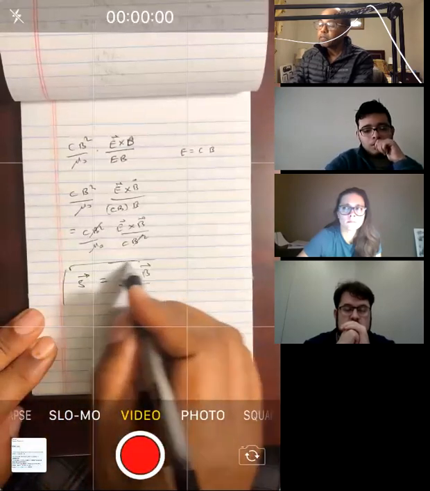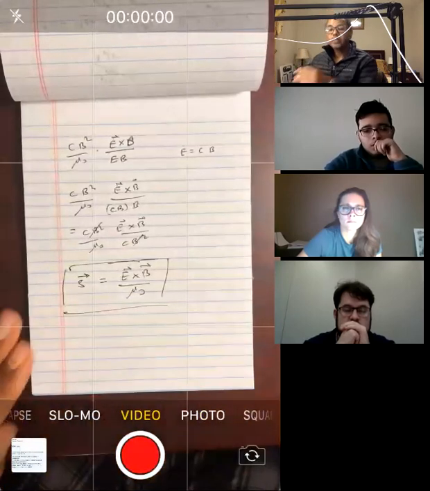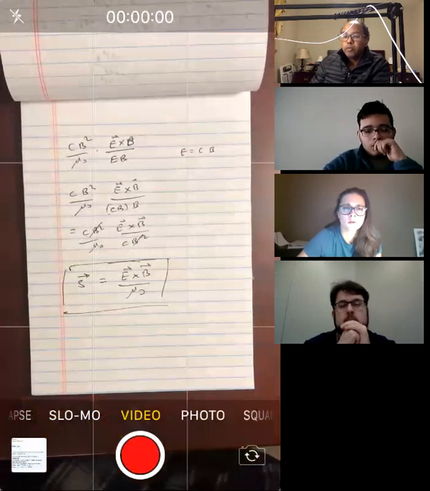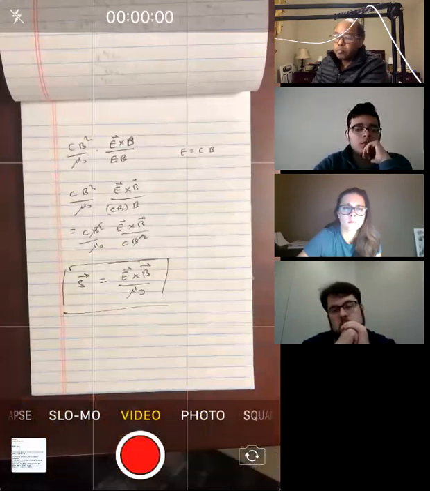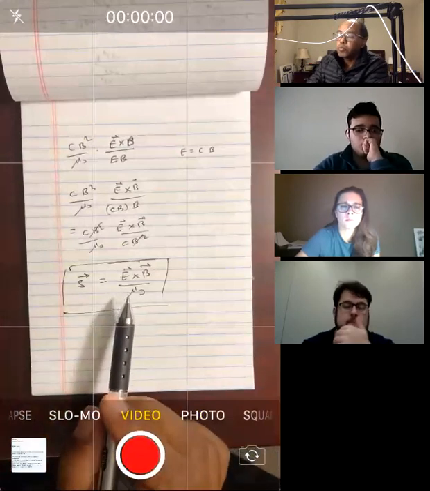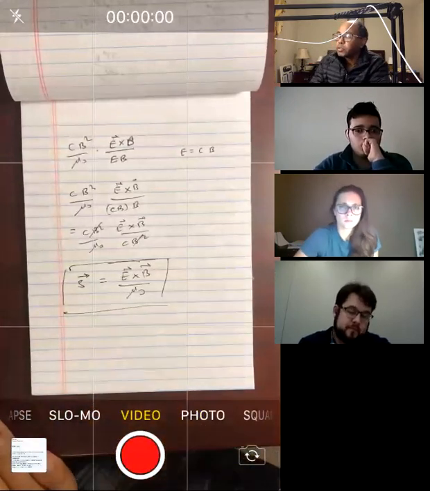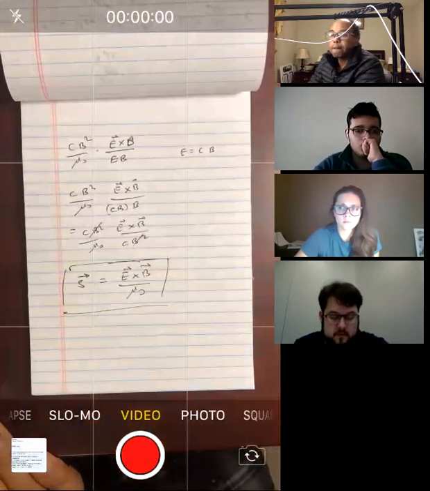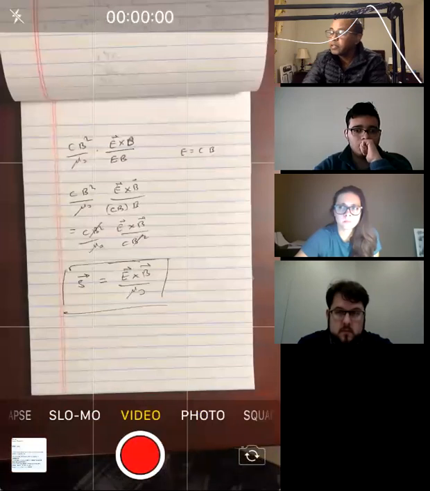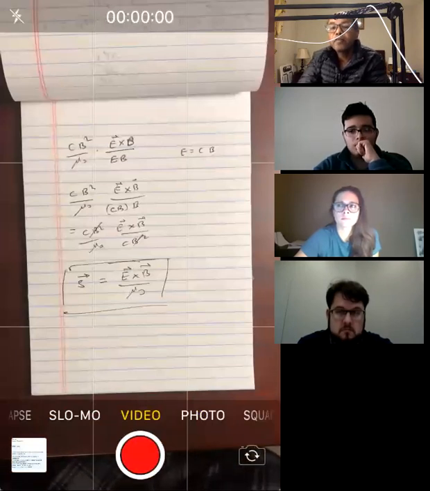So this formula gives you the intensity of the electromagnetic radiation. It is the amount of energy per unit area per unit time, and its direction is parallel to E cross B, which is perpendicular to both fields. Okay? So do you have any questions? This is basically this chapter. Do you have any questions?